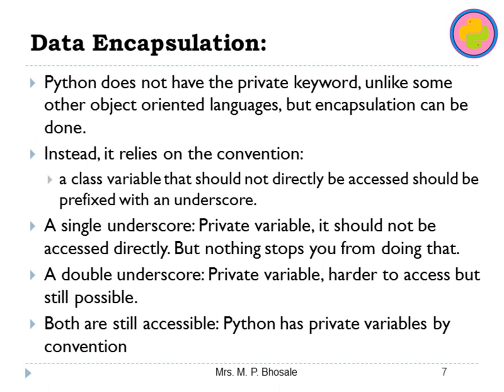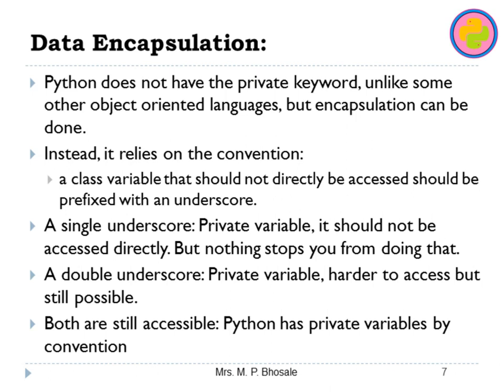Now a class variable that should not be accessed directly should be prefixed with an underscore, which is the convention in Python, because we want to make it private. So a single underscore makes a variable private and we cannot access it directly. But still, if you are not a beginner and you know Python in detail, you can do it. Nothing stops you from doing that.